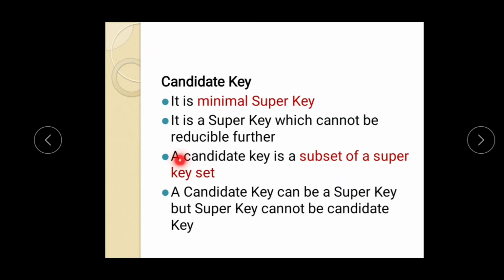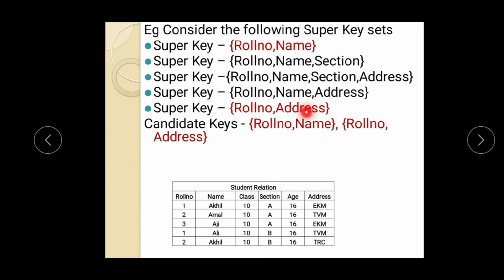So this is the next point. A candidate key is a subset of the super key set. A candidate key can be a super key, but a super key cannot always be a candidate key. See, look here: this roll number, name is a candidate key. It is also a super key. Roll number, address is a candidate key. This is also a super key.